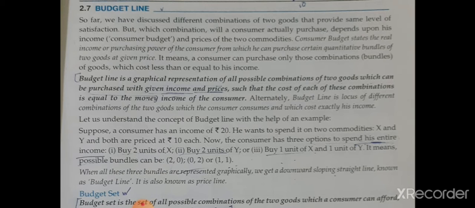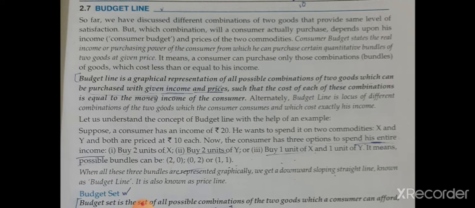Through an example, we can easily understand. Let us understand the concept of this budget line with the help of an example. Suppose a consumer has an income of rupees 20. So you have only 20 rupees in your hands. Then he wants to spend it on two commodities. X and Y are the two goods and both are priced at rupees 10 each.